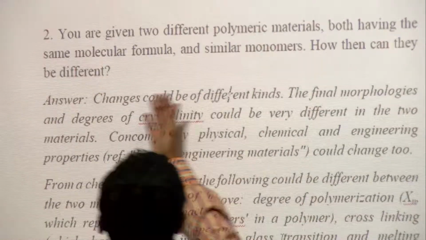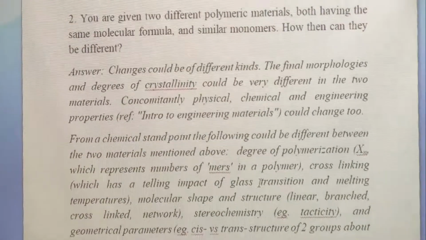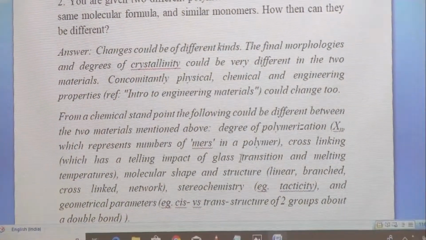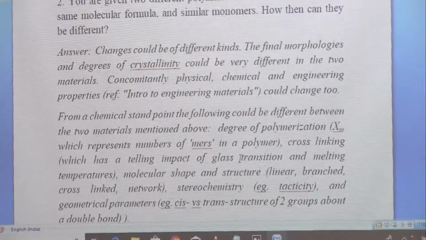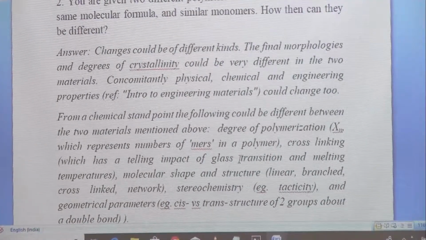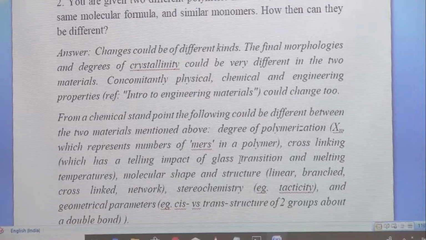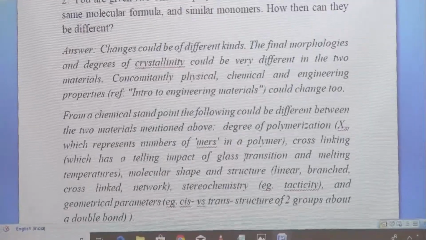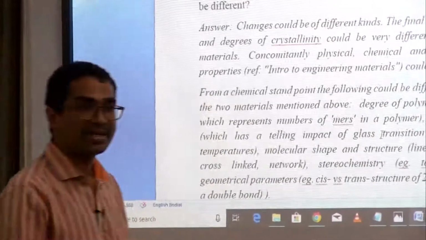You understand? So, the differences could be of very many kinds. For instance, the degree of crystallinity could be different, the final morphologies as seen under a microscope could be different, right? The glass transition temperature could be different, the strengths could be different, the thermomechanical properties could be different. If the crystallinity is different, the reactivities could be different, the stereochemistry could be different, the tacticity.